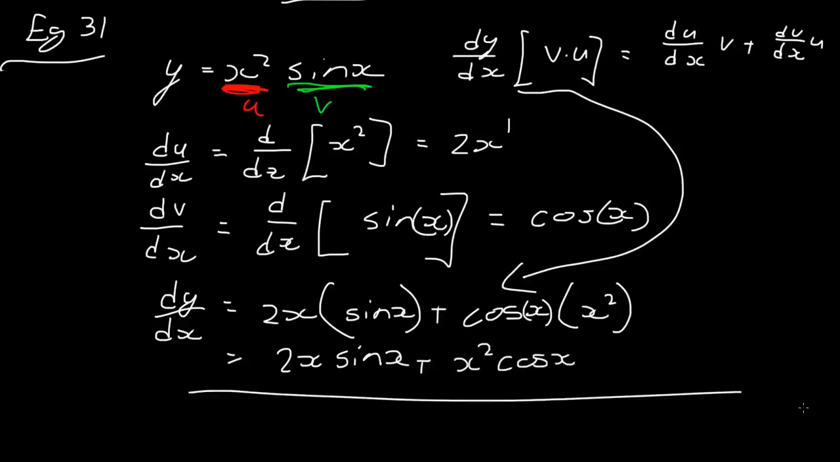I see they took out a common factor x, but who cares? There we go, x squared cos x plus sine x times 2x. Yeah, and that is the correct answer.